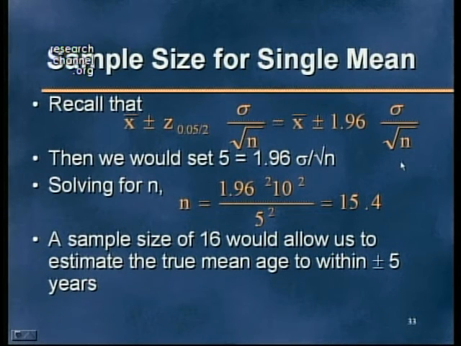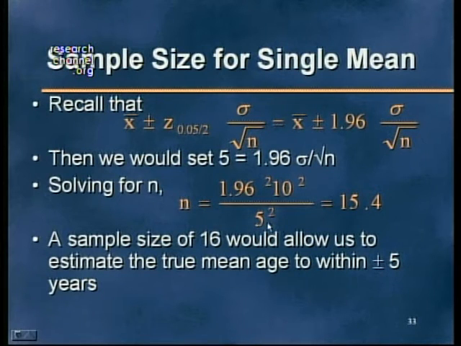And if I go through a little bit of algebraic manipulation, just a little, I could solve for n by moving it into the other side in the numerator, and I would see that solving for n, I would have 1.96 squared times 10 squared over 5 squared. Why is it 10 squared? Sigma was 10, so I've plugged in sigma of 10, and I would see that I'd need about 15.4, but I'd round that up to 16 individuals. So I'd need a sample size of 16 in order to estimate the true mean age to within plus or minus 5 years. Make sense?